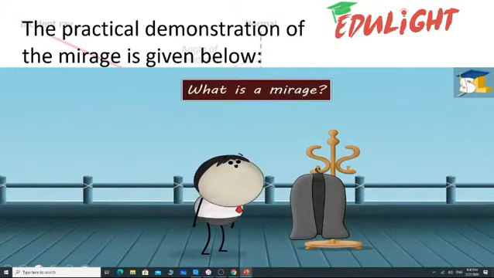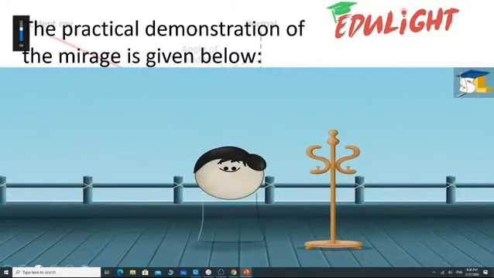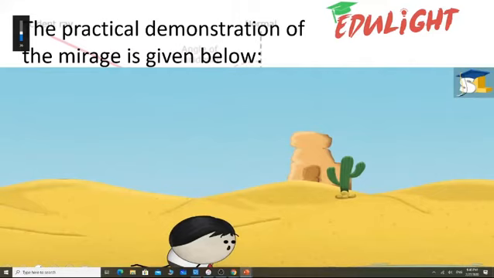What is a mirage? An invisible cloak? No. A mirage is an illusion in which it appears as if there is water present on the ground.